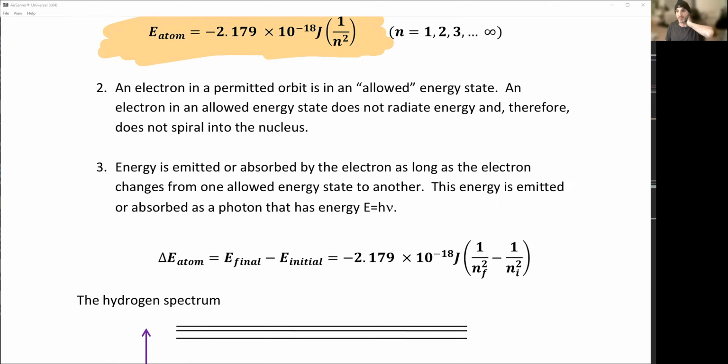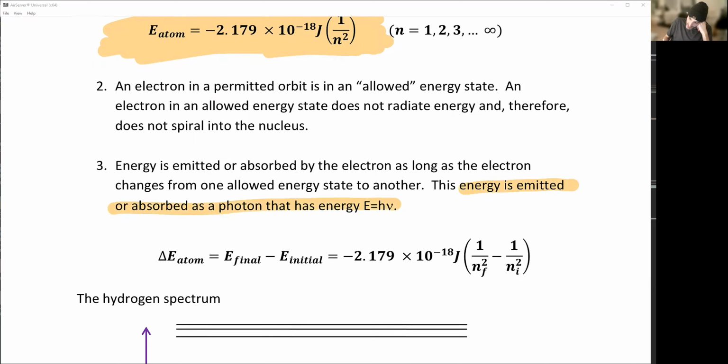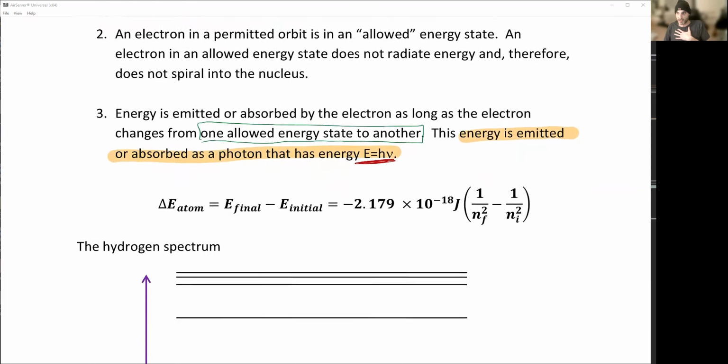Third, energy is emitted or absorbed by the electrons only when the electron changes from one allowed state to another. Energy is emitted or absorbed as a photon. We're going to see that energy is emitted, and that's the important part here. Energy is emitted or absorbed as a photon with this energy right here. As long as we have a jump from one allowed energy state to another, from 1 to 2, 2 to 3, 3 to 6, whatever it happens to be, that's an allowed jump, and then we're going to emit or absorb a photon. Let's just briefly talk about emission and absorption.